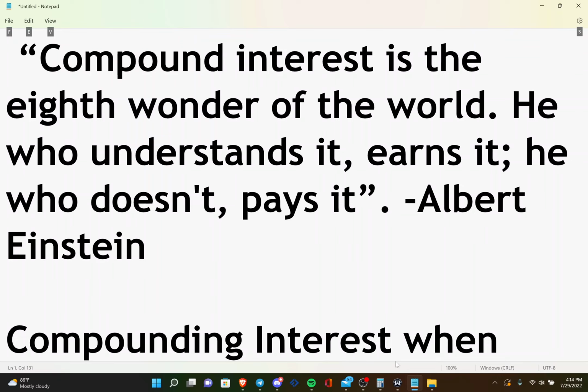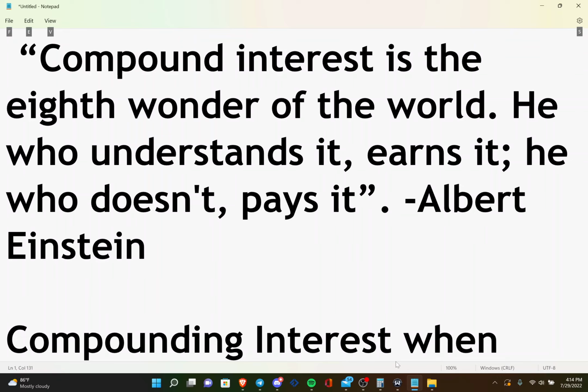I'm gonna read a quote from someone who's far smarter than I. Compound interest is the eighth wonder of the world. He who understands it earns it. He who doesn't pays it. Albert Einstein. Pretty much what this means is, essentially, if you do not know about compounding interest, no matter how successful you are, someone out there who does know compounding interest will be more successful than you.